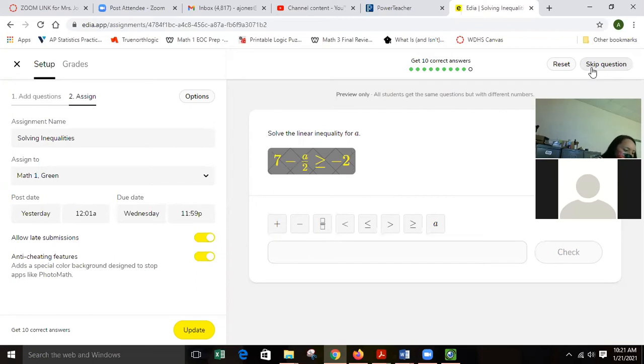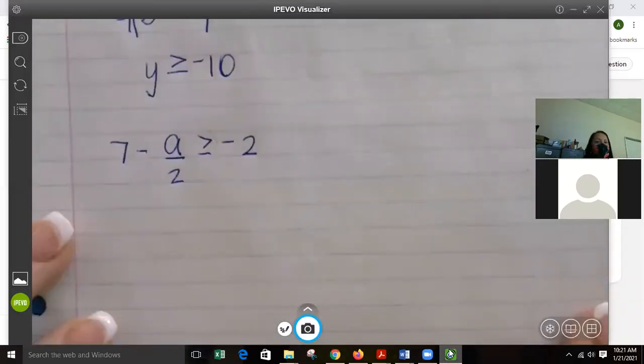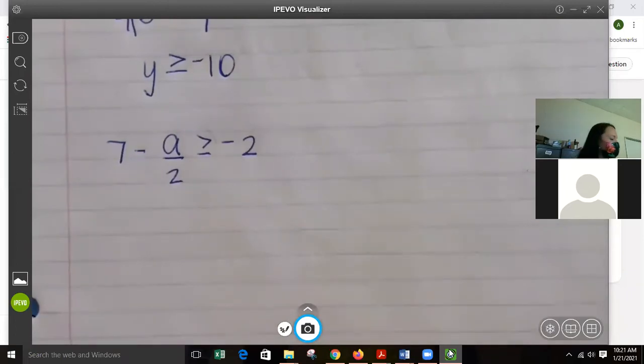Let's do one like this. It's just a little bit harder. It's the same. Just looks a little bit harder. So 7 minus a over 2 is greater than or equal to -2. I'm probably going to do 2 or 3 more and then we're going to be done, okay? And then you guys will have the whole time to take your quiz and makeup work. There are a lot of you that have makeup work, and I will tell you what you're missing, all right?